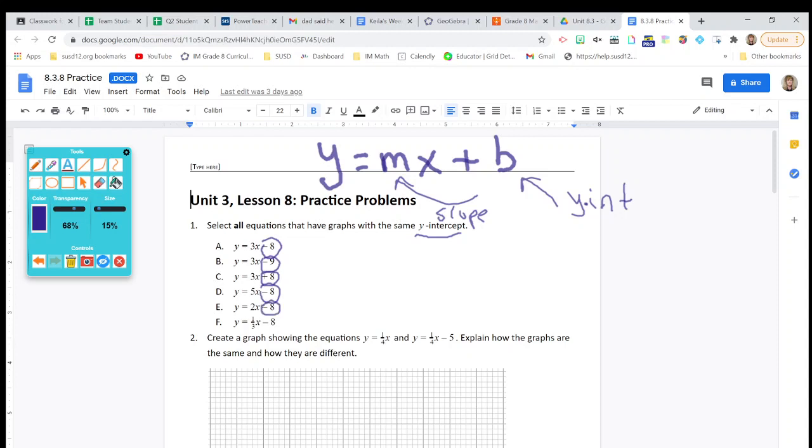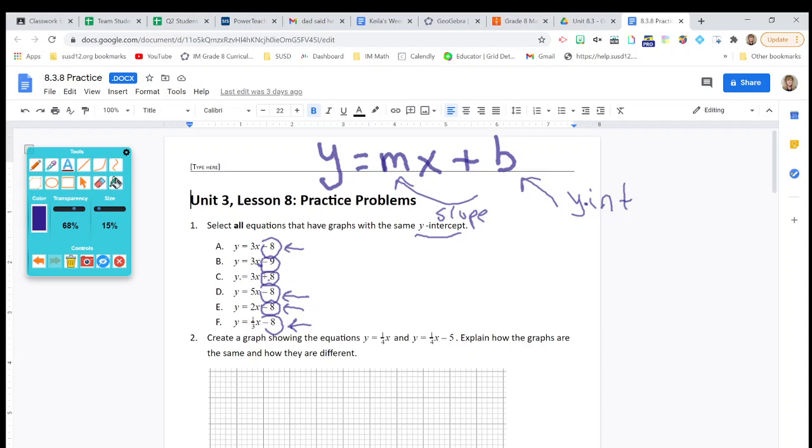Circle them all. Now we're looking for graphs that have the same y-intercept. Aha! This intercept is negative 8. This intercept is negative 8. This intercept is negative 8. This intercept is negative 8. Those are all the same. This intercept is positive 8. Positive 8 right there. But there isn't another equation with an intercept of positive 8, so it is not the same. This intercept is negative 9, but it is not the same as any other.